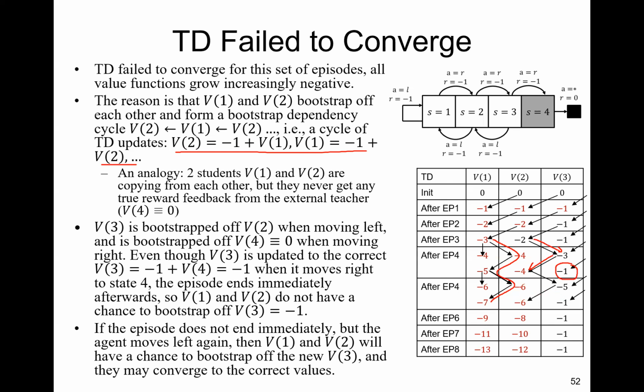If the episode did not end immediately, but the agent moves left again after visiting state s equals 3, then V1 and V2 will have a chance to bootstrap off the new V3, and they may converge to the correct values. So in this particular sequence of visits, V1 and V2 are not getting any real useful learning signal from the ground truth. They're just bootstrapping off each other and learning the wrong values.